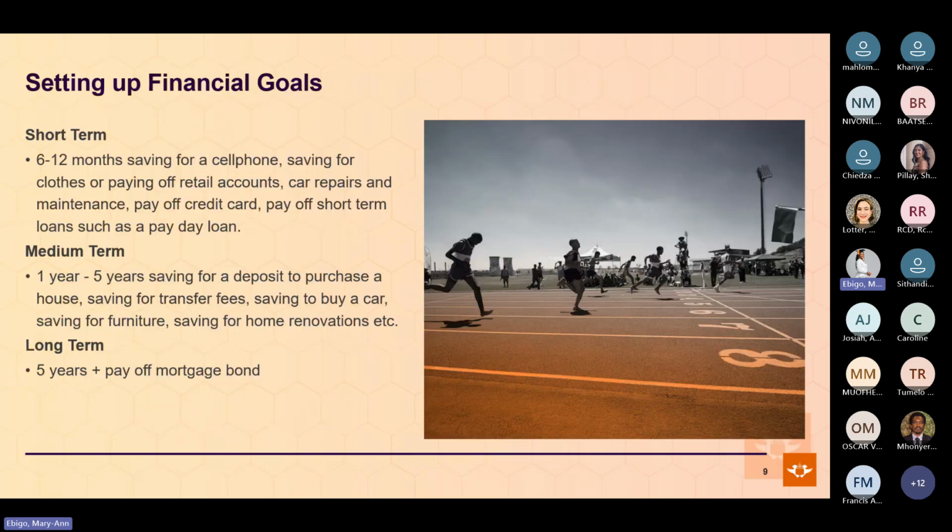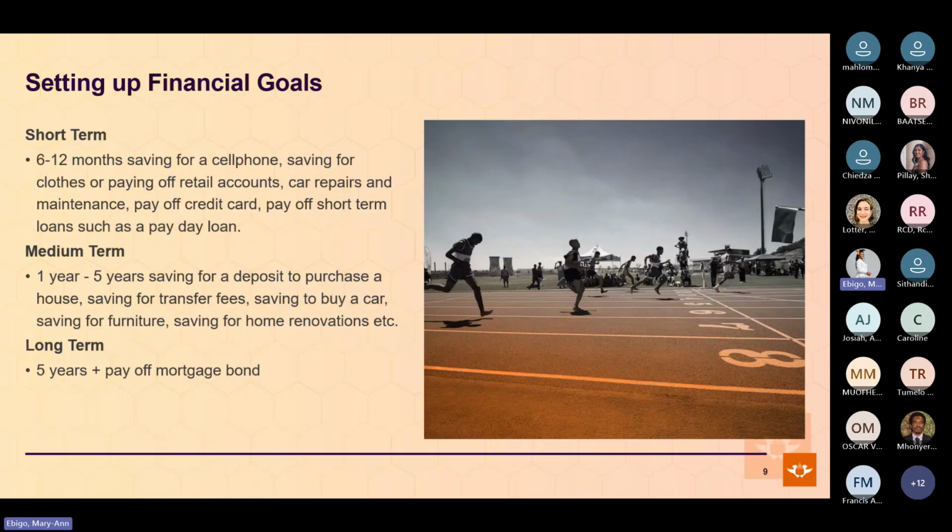When it comes to setting up financial goals, there are 3 types in terms of the terms. So the first is the short-term financial goals. This is usually between 6 to 12 months. So if you're saving for a cell phone, saving for clothes, or to pay off retail accounts, maybe you want to save for car repairs or maintenance of your car, pay off your credit card, pay off any short-term loans such as a payday loan. Those would be the examples.